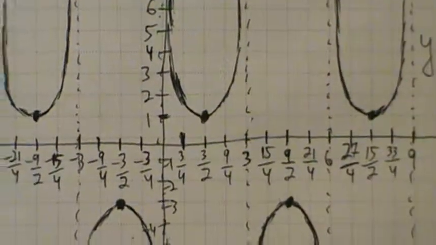So anyway, that's really it for graphing a secant function. More stuff coming up next.